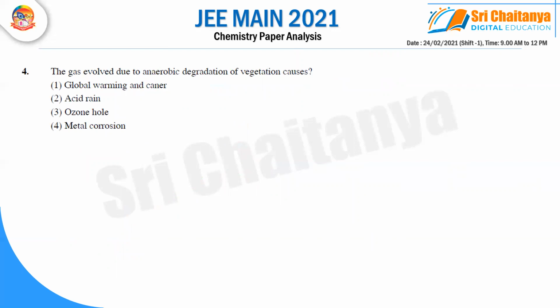The gas evolved due to anaerobic degradation of vegetation. Now this is very straightforward, informative. The gas is CH4, which is a greenhouse gas as well as a cancer-causing agent.